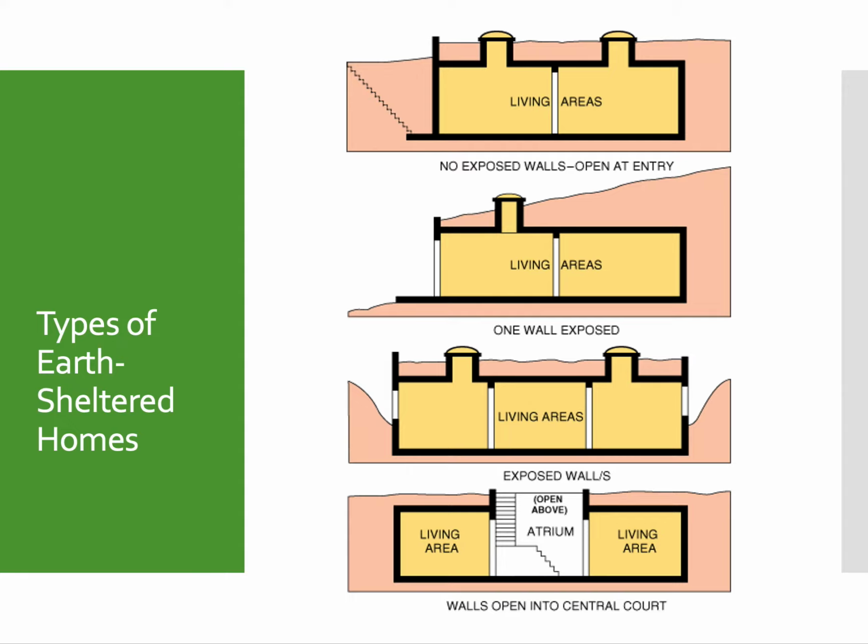Okay, and so there's some different types. This one is, as you can see, almost fully underground. You have to go underground to get in, and then there's just some access to light through skylights. This one has no exposed walls. It's only open at the entry. This one has one exposed wall. This one has some exposed walls. And this one has walls that open to a central courtyard.